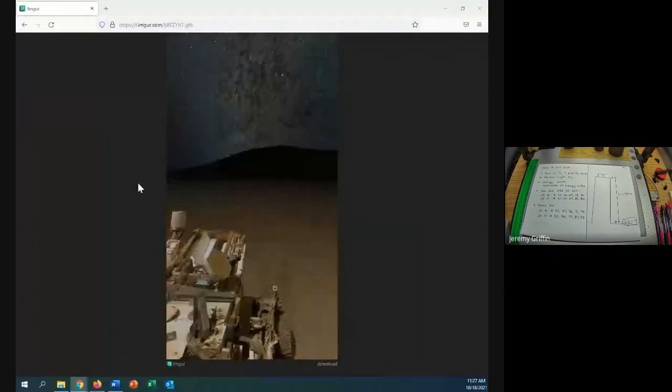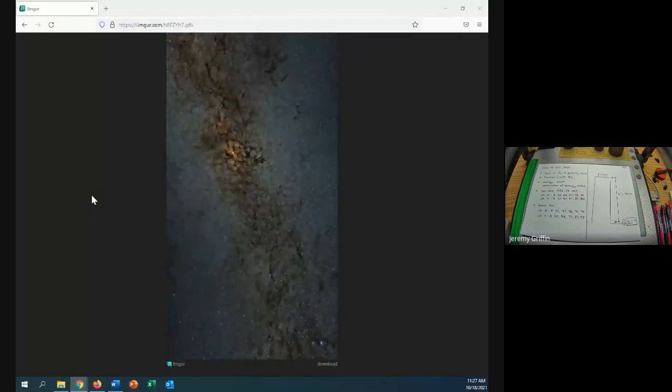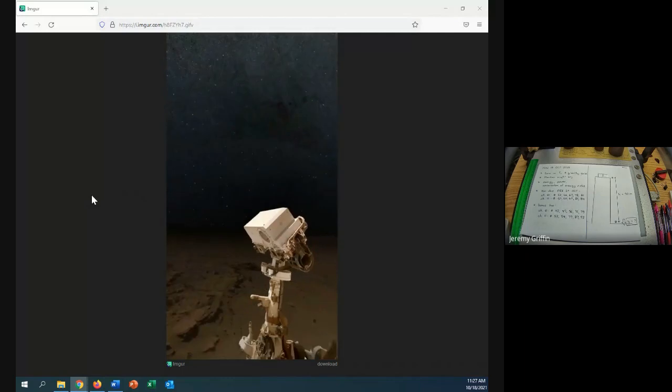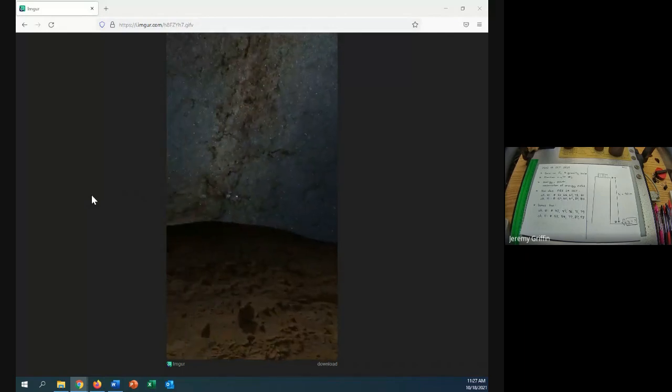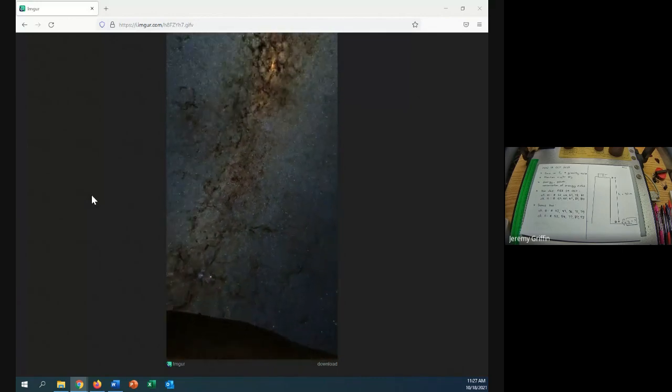You're looking at the Martian sky right there. That's what it looks like at nighttime on Mars. Wow, look at all the stars you can see. Now, why can't you see stars like that on Earth? Mostly because of what?